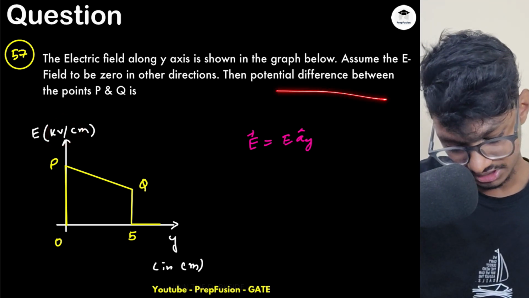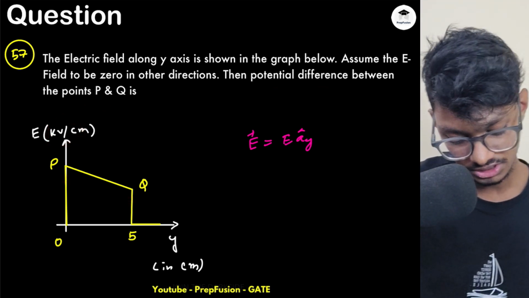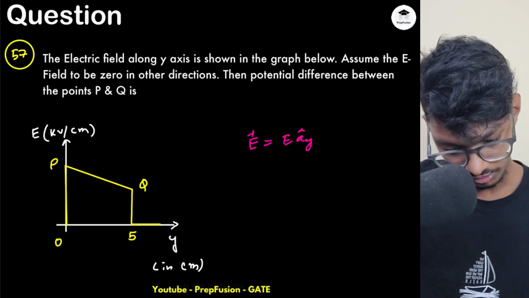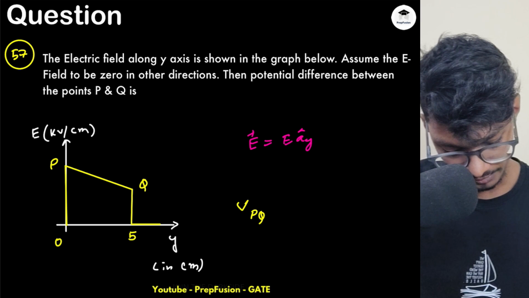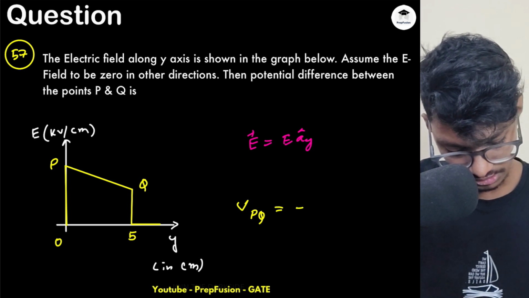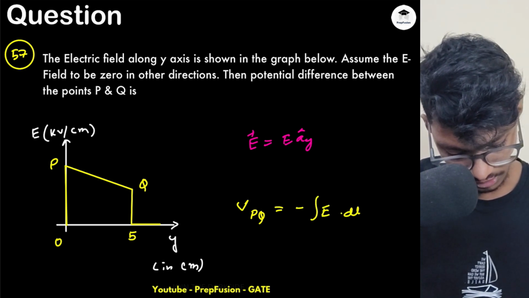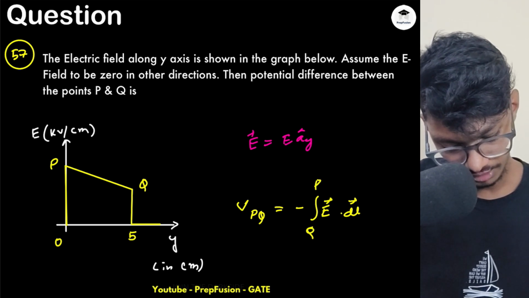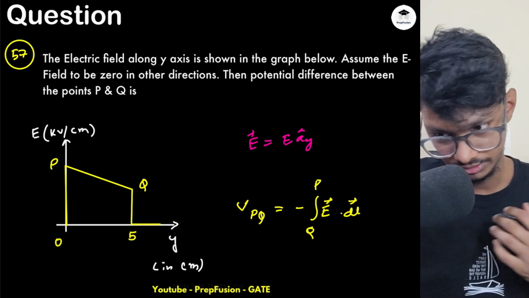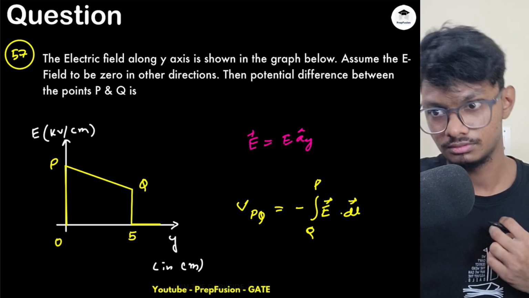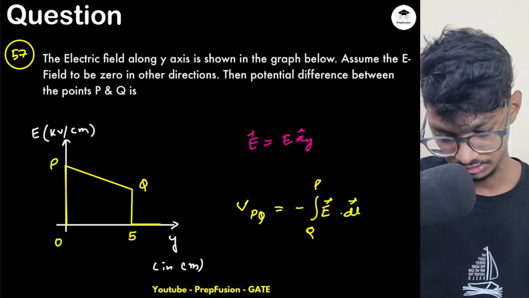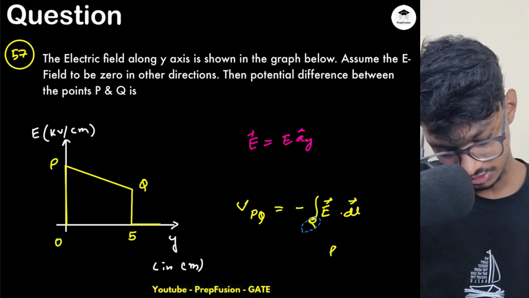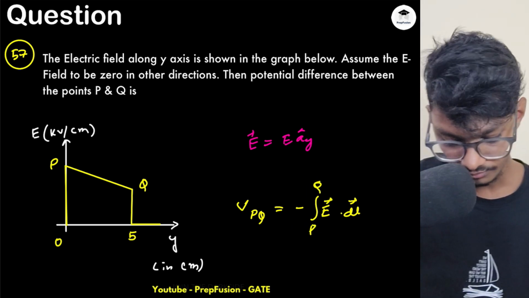Then the potential difference between point P and Q. What will be the potential difference between the points P and Q if I move a test charge from here to here? So what is the formula for VPQ? It is simply minus integration of E dot dl from P to Q. Sorry, this should be from P to Q, right? Final is Q and initial is P, right?